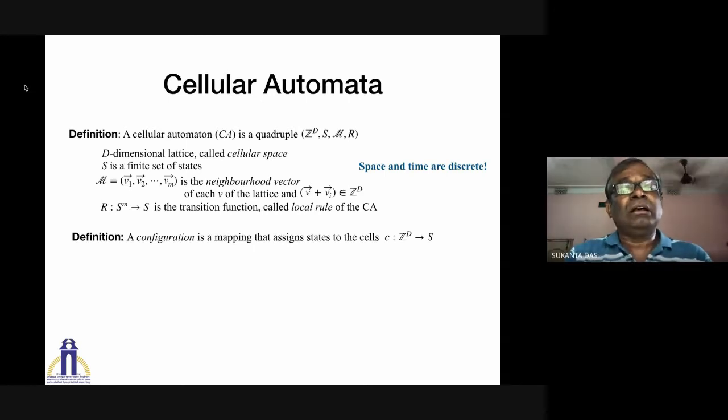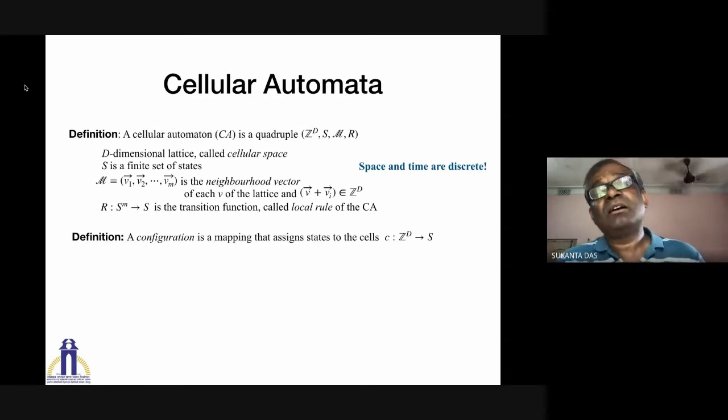So what I've said is that space and time are discrete, and the automaton evolves in discrete space and discrete time. The next definition is a configuration. We have z to the power d, right? Now all the cells will have some states, so we can assign some states to all the cells. That assignment is called a configuration.